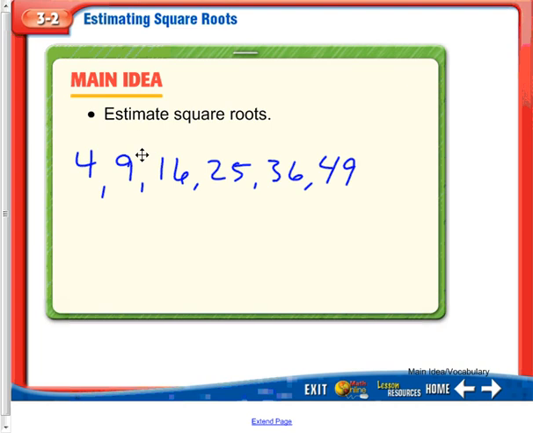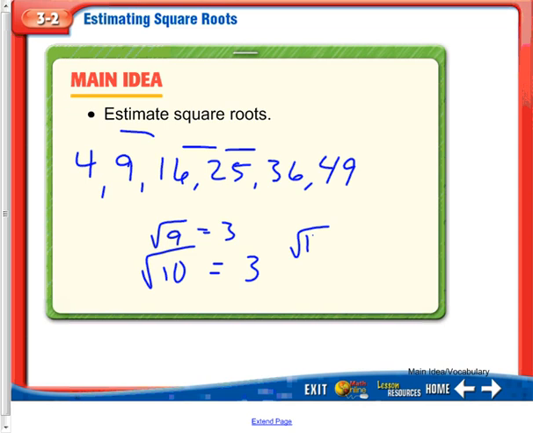So today when we estimate square roots, we know that the square root of 10 is going to be really close to 3 because the square root of 9 is 3. So when we're doing estimates, we want to try to do this without a calculator, try to figure out which perfect square it's closest to. 10 is closer to 9 than it is to 16. So we know that the answer is going to be closer to 3 than it is 4, because the square root of 16 is 4, but 10 is closer to 9. So we say the square root of 10 is about 3.